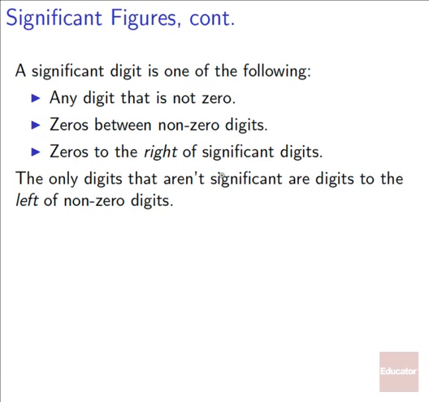So the only digits that aren't significant are digits to the left of non-zero digits, which makes a lot of sense. If I wrote 2 and then I wrote a bunch of zeros in front of it, well, that's the exact same thing, right? And there's no way to measure the difference between 2 and 2 with zeros in front of it. So it means the exact same thing. There's no way you can measure a difference, so there's no significance in all of these zeros. We wouldn't care about them, knock them out, so this would only have a significant digit of 1. One significant digit, one sig fig.